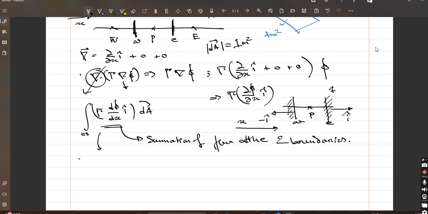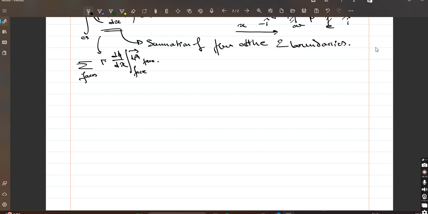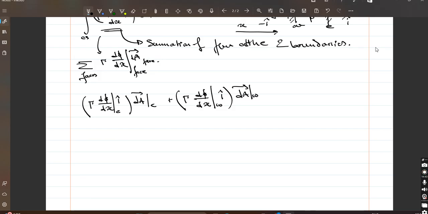So this will translate to a summation over faces of gamma dphi dx of some face and dA vector of some face, okay? In our particular case, there are two faces only, right? So this will be gamma dphi dx at east face times I cap times dA vector of east face plus gamma dphi dx of west face I cap times dA vector of west face. Plus again we have this control volume integral of S phi dV. Okay. So this much is clear.